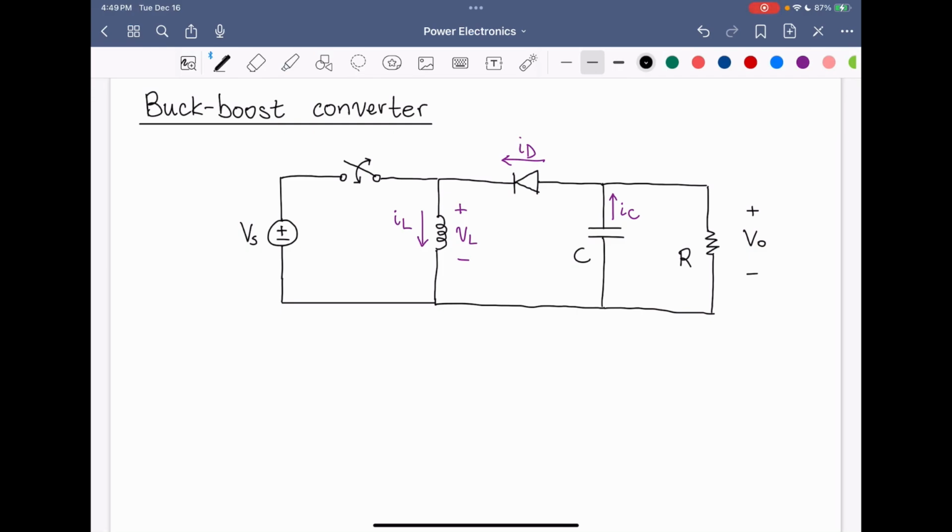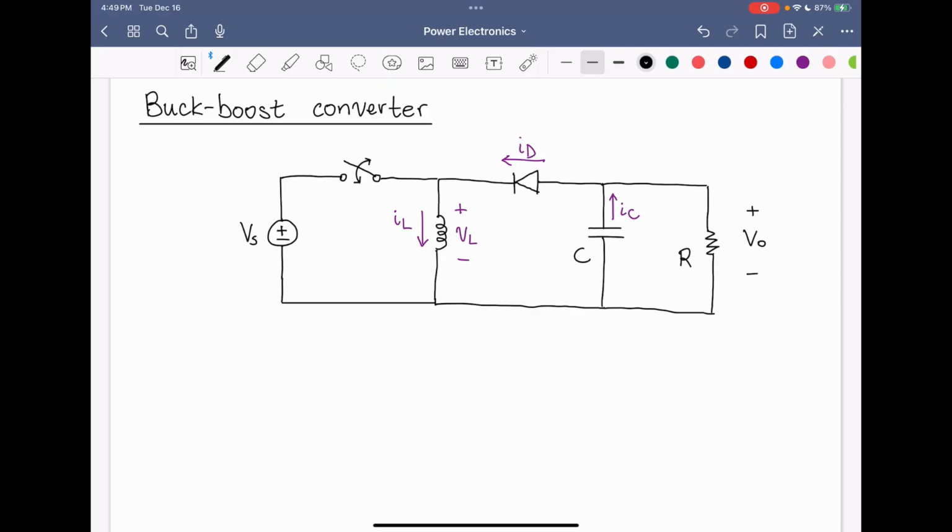Hi, in this video I'm going to go over the analysis of this buck-boost converter shown here. For this switch mode power converter, the output voltage VO can be either larger than or smaller than the input voltage VS. Now to analyze the circuit, we're going to make some assumptions.